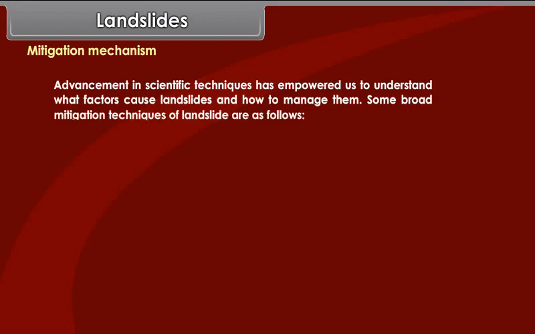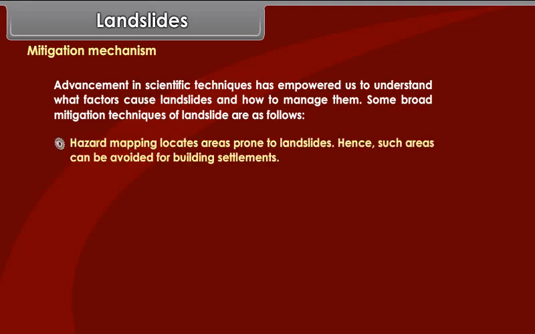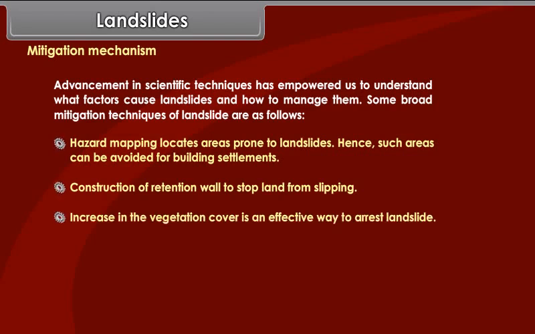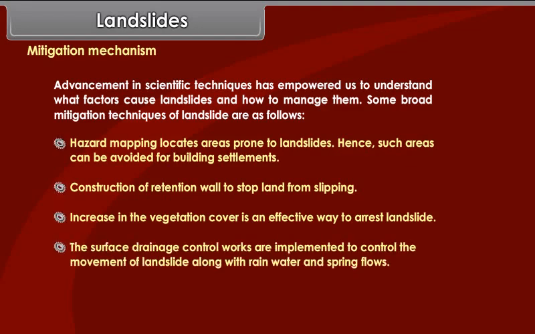Some broad mitigation techniques of landslide are as follows. Hazard mapping locates areas prone to landslides. Hence, such areas can be avoided for building settlements. Construction of retention walls to stop land from slipping. Increase in the vegetation cover is an effective way to arrest landslides. The surface drainage control works are implemented to control the movement of landslides along with rainwater and spring flows.